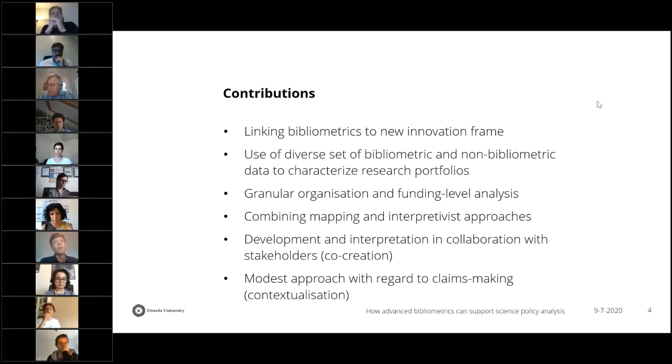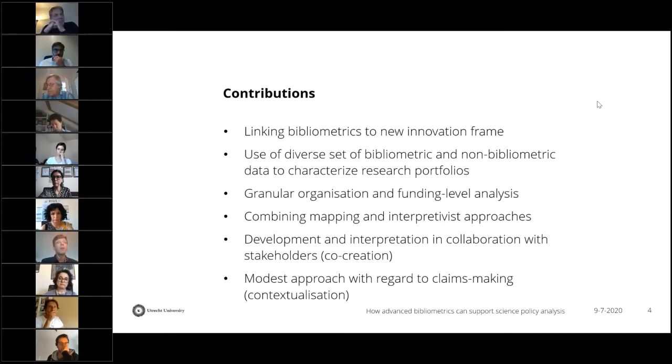I think a contribution is that this allows for a more granular analysis, both because the data set includes information on unique organizations and on funding agencies. That's something we have been missing so far within the bibliometric community. I think a contribution is that this provides the opportunity for combining more mapping or bibliometric type of approaches with interpretivist approaches, potentially in collaboration with stakeholders. So that's the process of co-creation.